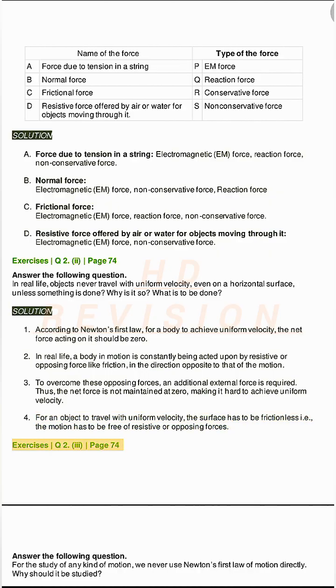Exercises Q2 E, page 74. Answer the following question. For the study of any kind of motion, we never use Newton's first law of motion directly. Why should it be studied?